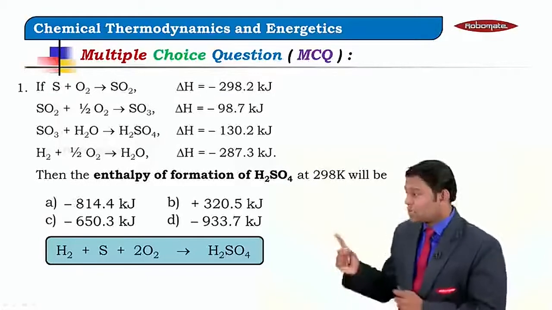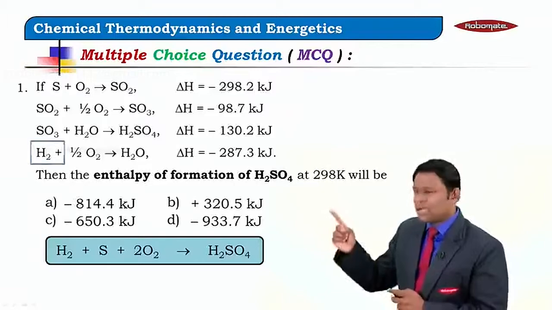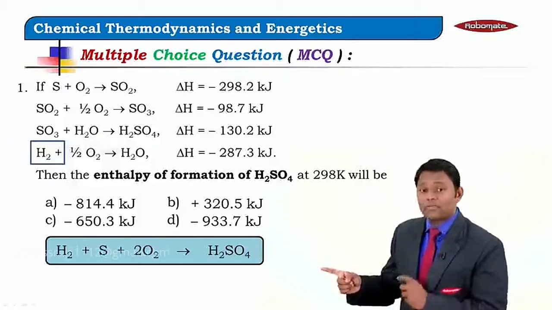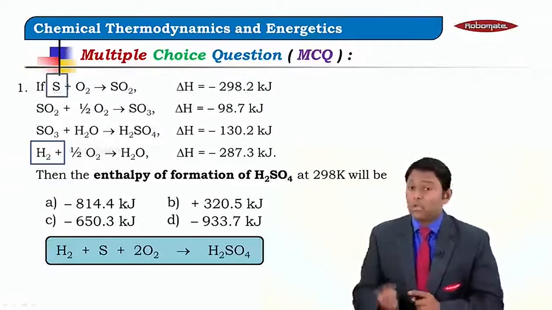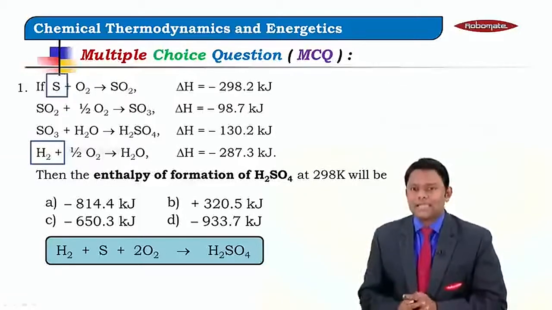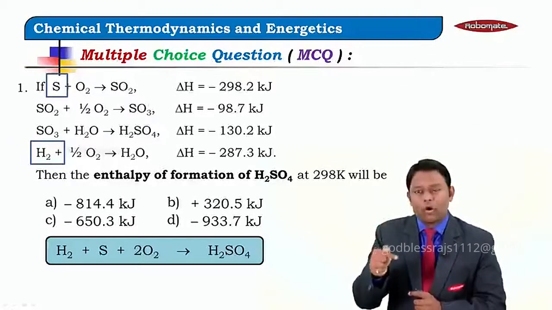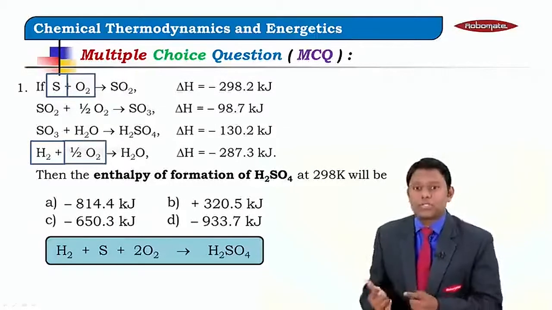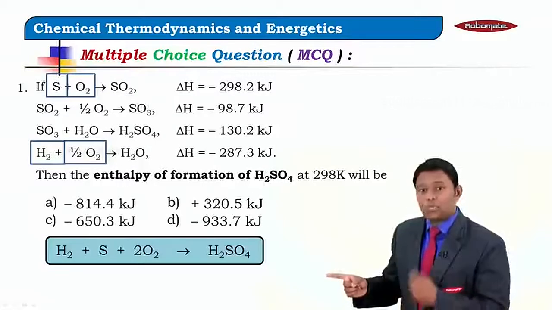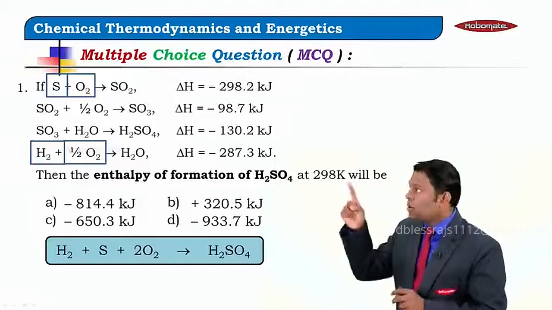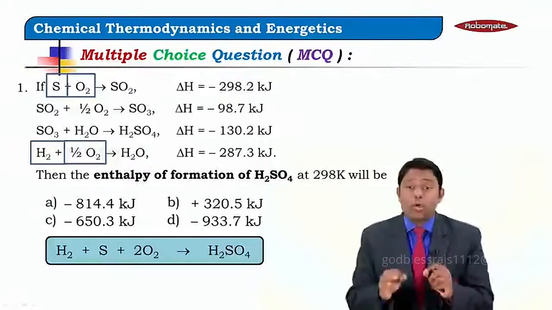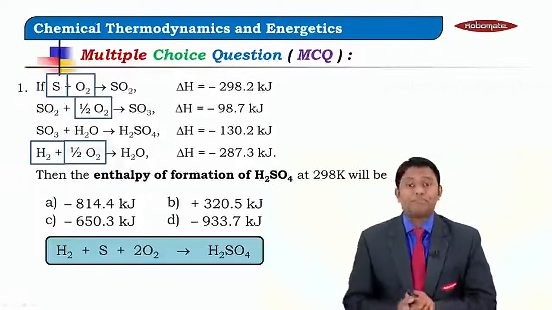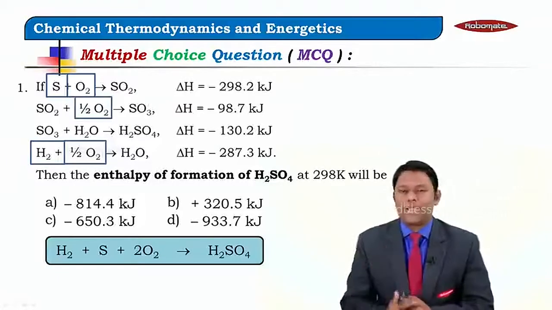The first thing we want is 1 time hydrogen. It is present in equation number 4, so equation 4 will be directly added. Second, we want 1 time sulfur. It is present in equation number 1, so equation 1 will also be added. Adding equations 1 and 4, we already got half oxygen and 1 oxygen, that means 1.5 oxygen. In the total equation we require 2 oxygen, so we require only half oxygen more, and equation number 2 has half oxygen. So equation number 2 will also be directly added.